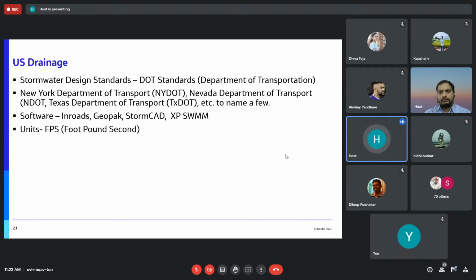Usually the software, for example MicroDrainage, is used in the UK very commonly. In the US, we are using various softwares like Inroads, Geopack, or you must have heard of Stormcat or XPSWMM. Basically, all these softwares have a similar core function, or engine. The only thing is that the interface is different for each of these softwares, and the way we input data and the way we view results are different. The units usually used in the US are foot-pounds, which is more common there. A few projects also use meters, but mostly the foot-pound system is used.